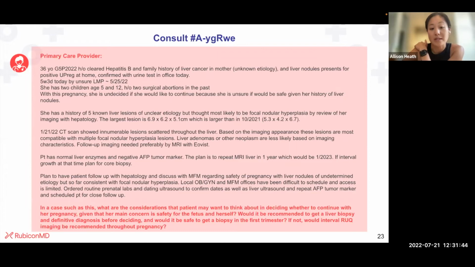Given that our main concern is safety for the fetus and herself. Would it be recommended to get a liver biopsy and a definitive diagnosis before deciding? And would it be safe to get a biopsy while she's pregnant in the first trimester? If not, would imaging be recommended throughout pregnancy? Okay, Britt, next slide.